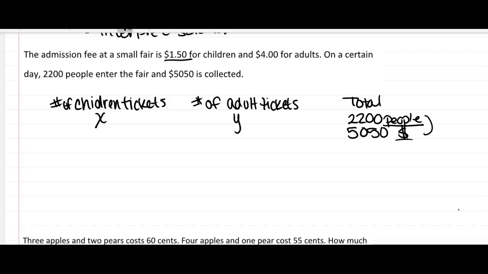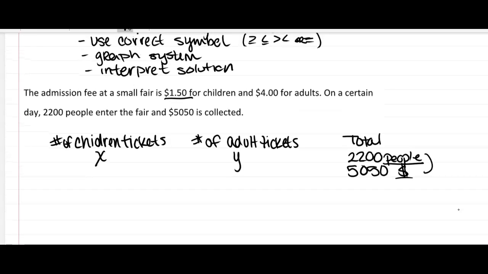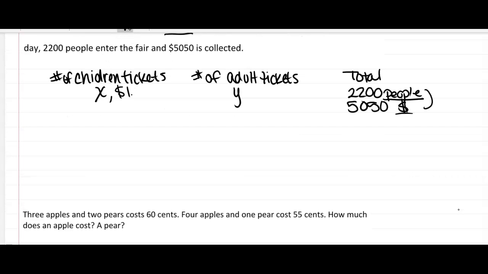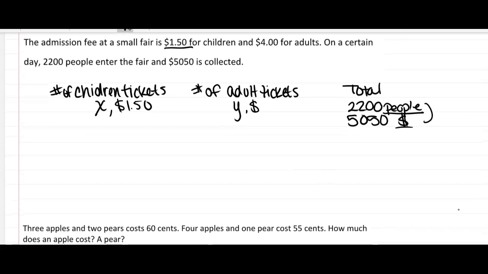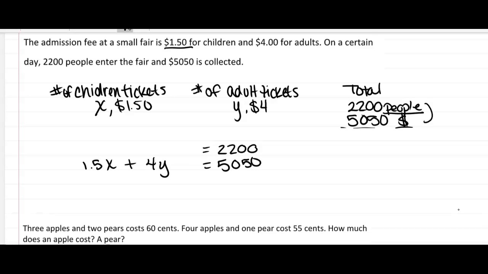Now there is some information about the ticket prices that we have. Each child ticket is going to be $1.50, and each adult ticket is $4. So let's go ahead and put our total first, so two totals, because the 5,050 is talking about the total amount of money. Then the money is coming from the tickets, so we're going to have $1.50 per child ticket plus $4 per adult ticket is equal to $5,050.